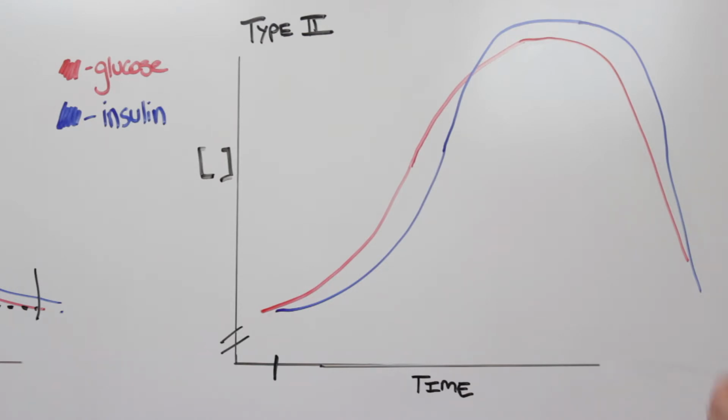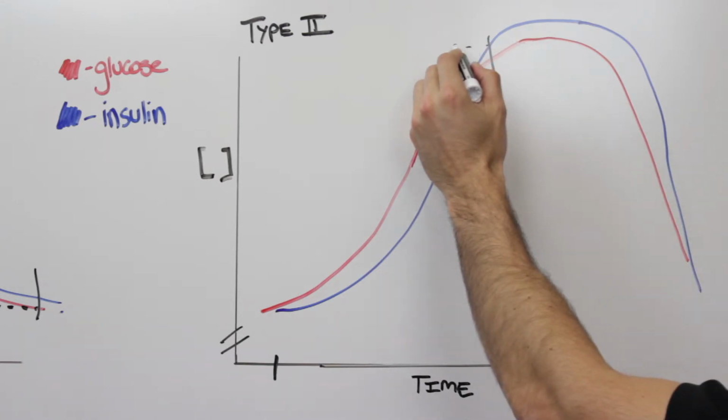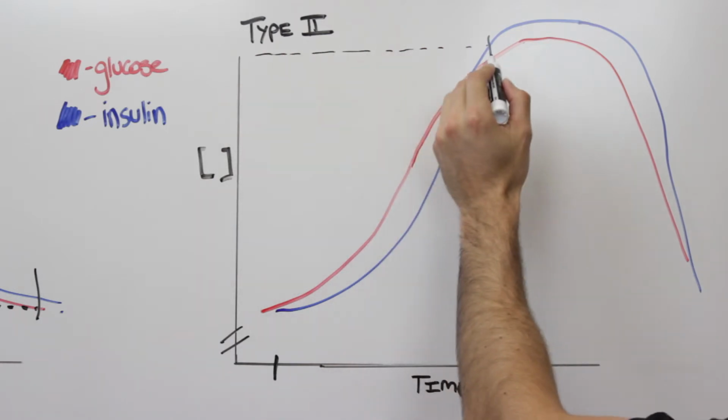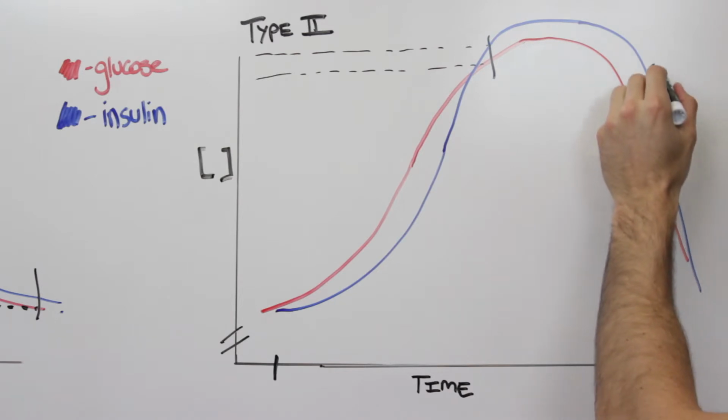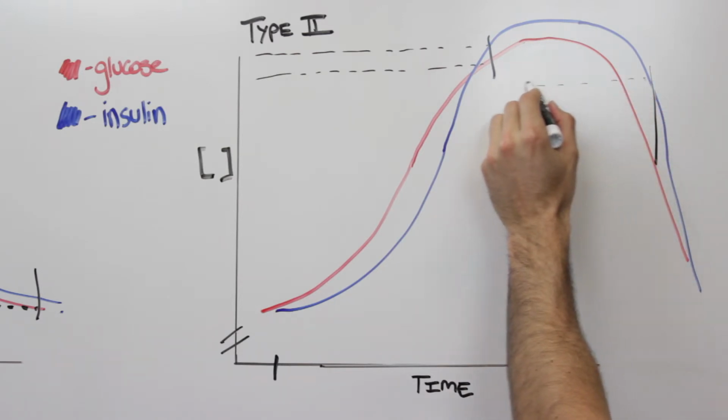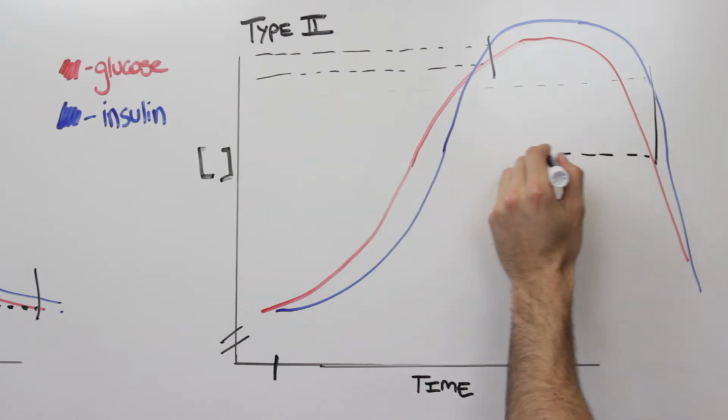If we took blood samples during this post-meal time, we would realize that both blood glucose and blood insulin levels are very high. These sustained high levels are apparent for some time after the meal.